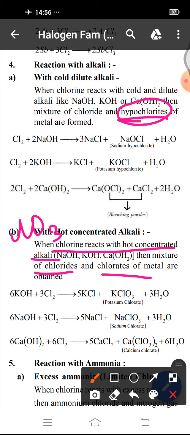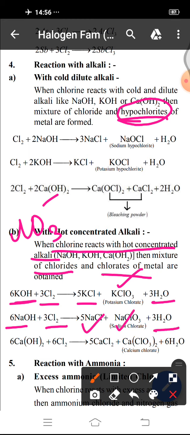So when chlorine reacts with KOH, it forms KCl, KClO3 and water. When NaOH reacts with chlorine, it forms NaCl, NaClO3, water. And when it reacts with calcium hydroxide, it forms calcium chloride, calcium chlorate and water.